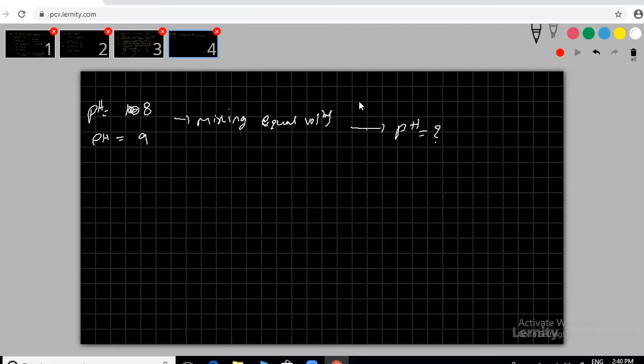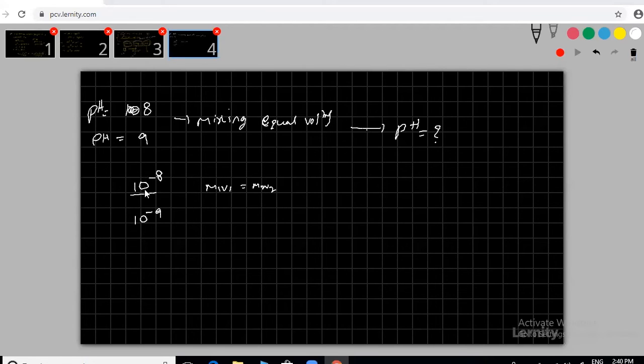When we are using equal volumes, you can take both as 10 volumes, or both as 20 volumes, as you wish. That is what equal volume means. So pH 8 means I can take the concentration as 10 power minus 8, and pH 9 means 10 power minus 9. Then M1V1 equals M2V2. Someone gave an answer: yes, correct, approximately 8.3 or 8.26.